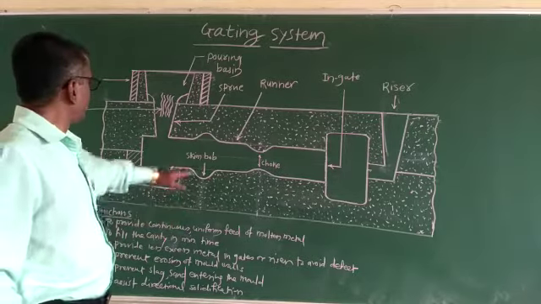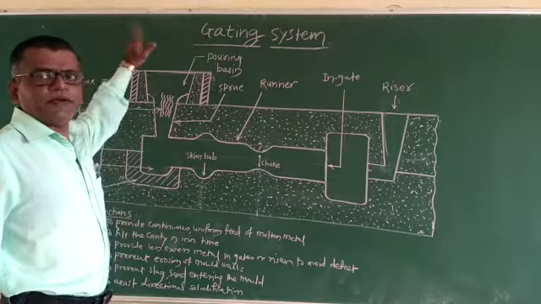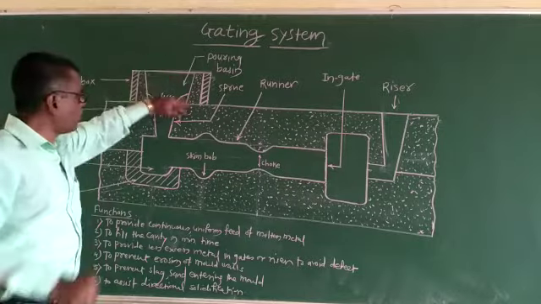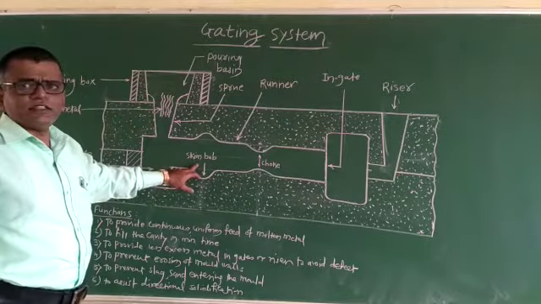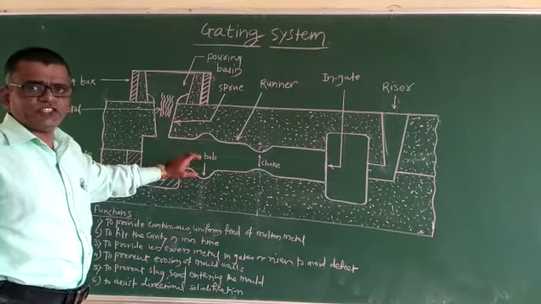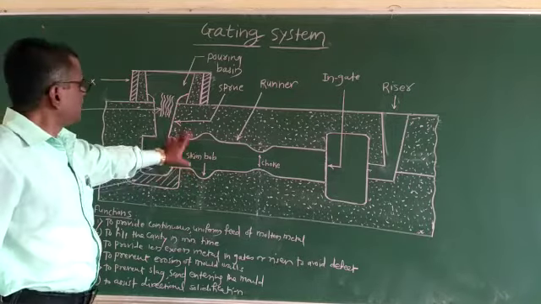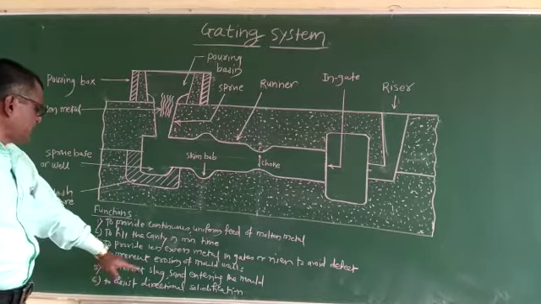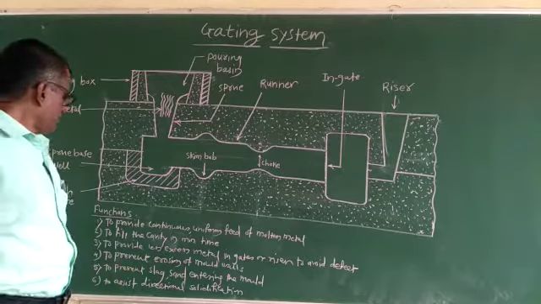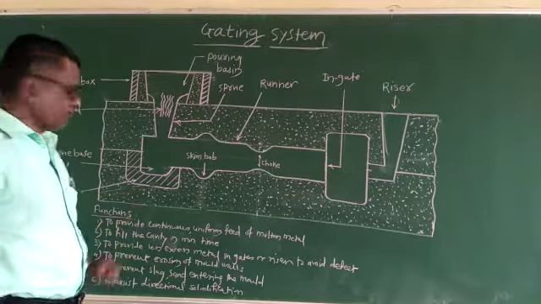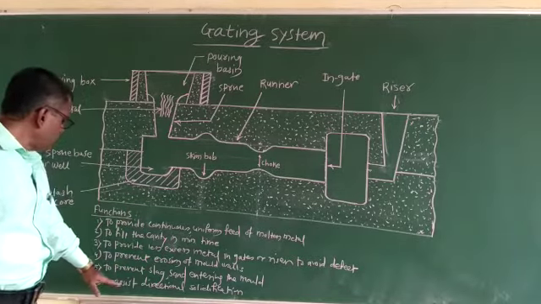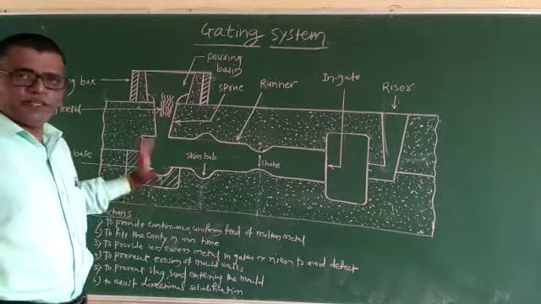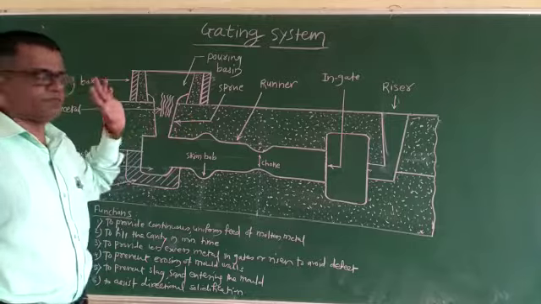Fourth principle, or function: to prevent erosion of mold walls. That is taken care of by the skim bomb and the filter. There will be a filter at the top through which the molten metal is poured into the cavity, and the heavier and lighter impurities will be inside the skim bomb. Then to prevent slag and sand from entering the mold, that is the next principle. And the last one is to assist directional solidification. So these are the principles of the gating system.